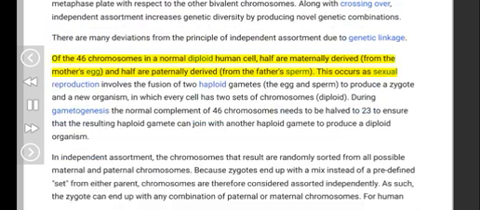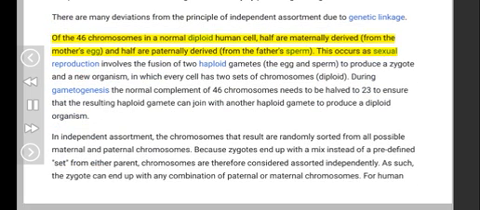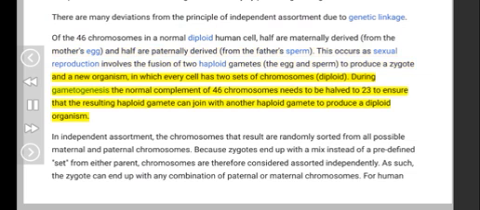Of the 46 chromosomes in a normal diploid human cell, half are maternally derived from the mother's egg and half are paternally derived from the father's sperm. This sexual reproduction involves the fusion of 2 haploid gametes, the egg and sperm, to produce a zygote and a new organism, in which every cell has 2 sets of chromosomes, diploid. During gametogenesis, the normal complement of 46 chromosomes needs to be halved to 23 to ensure that the resulting haploid gamete can join with another haploid gamete to produce a diploid organism.